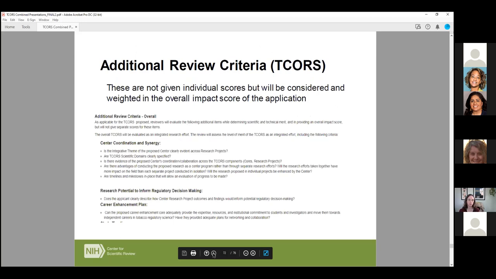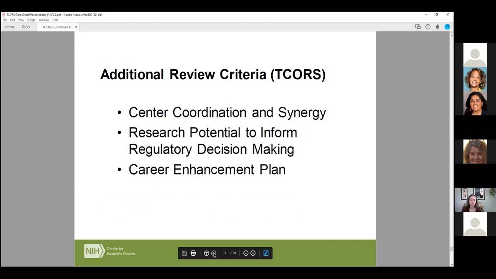Additionally, there are additional review criteria specific to the TCORS. These are not given individual scores, but will be considered and weighted in the overall impact score of the application. Again, if you look at section 5, this is explicitly written in the FOA. Next slide, please. Here are the specific things spelled out: the center coordination and synergy, research potential to inform regulatory decision-making, and career enhancement plan, which I think were touched upon in earlier presentations.